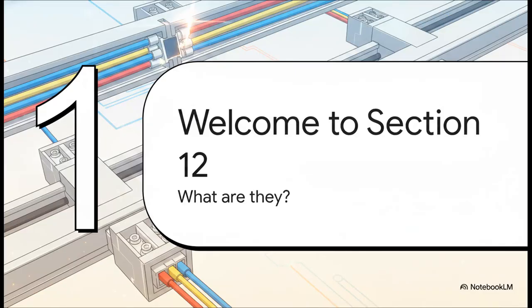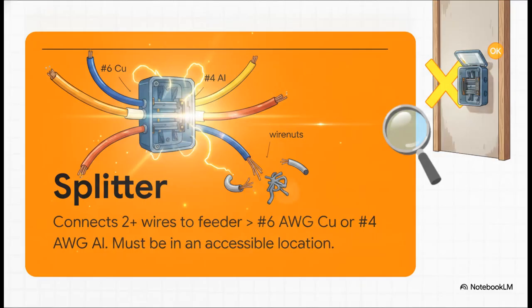Okay, Part 1. Welcome to Section 12. So you open up the code book to Rule 12-2000. The absolute crucial point here for a splitter is knowing its threshold size. The code explicitly states that a splitter is required whenever you tap 2 or more wires into a main feeder that is larger than number 6 copper or number 4 aluminum.